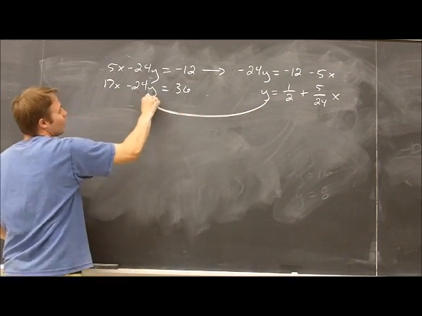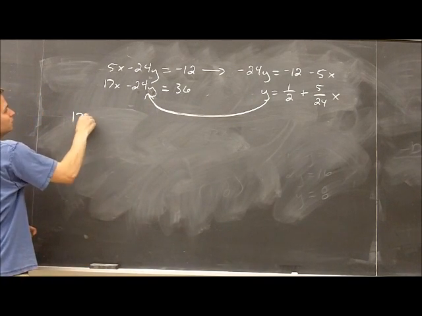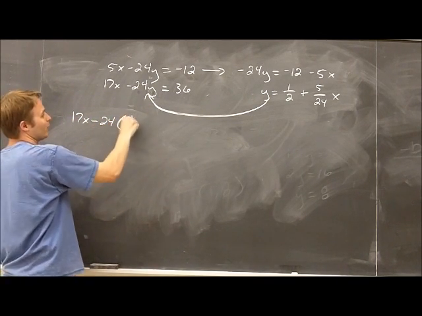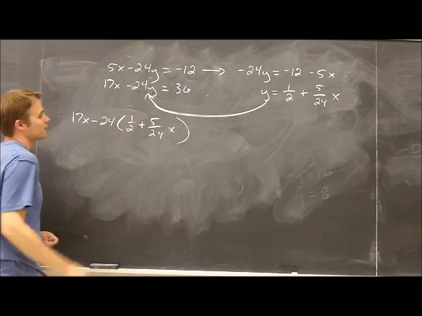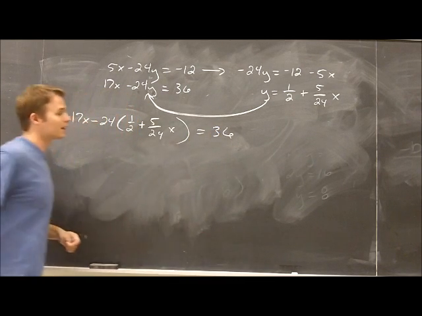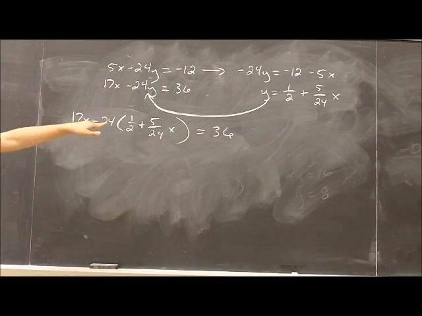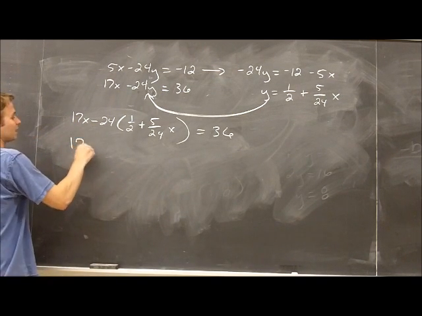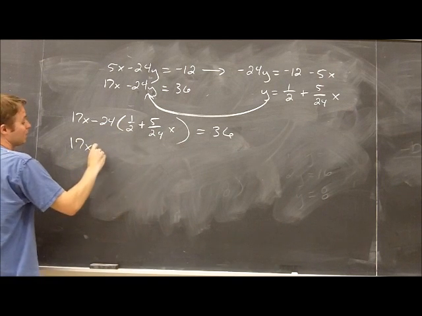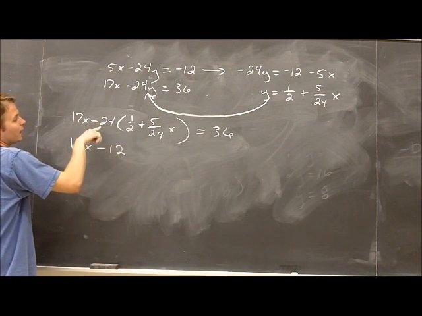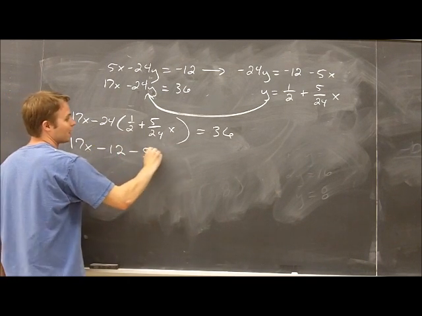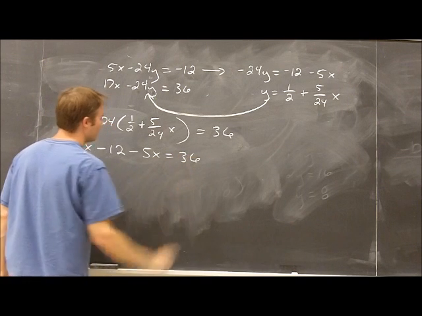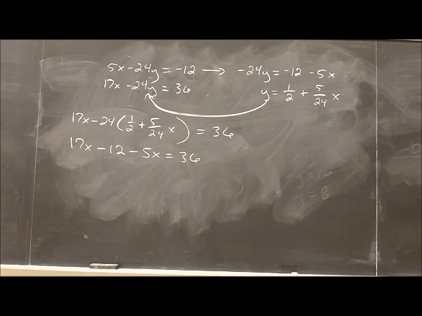So actually, this won't be too bad. So we'll take this y, substitute it in here. So instead of y, I'll replace it with 1/2 plus 5 over 24x, and all of that is equal to 36. Again, I have an equation that has just one variable in it, and so I can solve it for that variable. All we have is an x. So let's clean this up a little bit. Negative 24 times 1/2 is negative 12. Negative 24 times 5 over 24, the 24s will cancel out, which is negative 5x. And all of that's equal to 36.